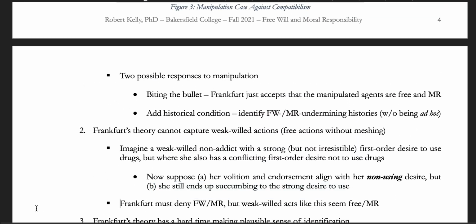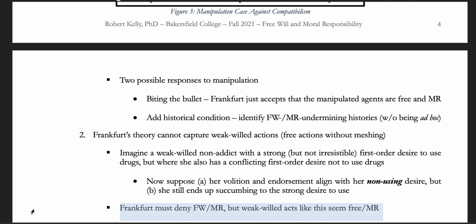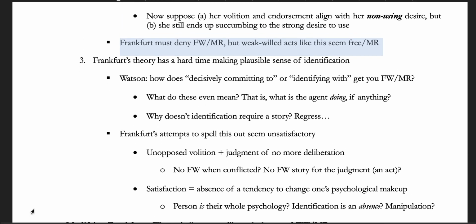So Frankfurt has to deny that weak-willed actions are free and responsible. And most people think they are. So that's kind of a cost of the theory. All right. A third problem is that Frankfurt's theory has a hard time making sense of identification.